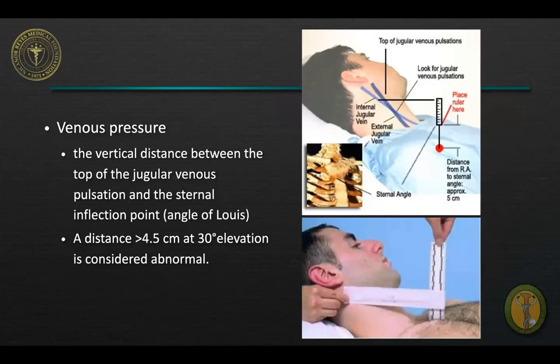So the venous pressure, or the vertical distance between the top of the jugular venous pulsation and the sternal inflection point, or the angle of Louis, with a distance of more than 4.5 centimeters at 30-degree elevation, is considered abnormal.